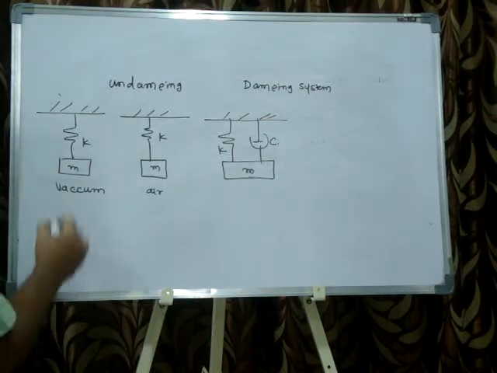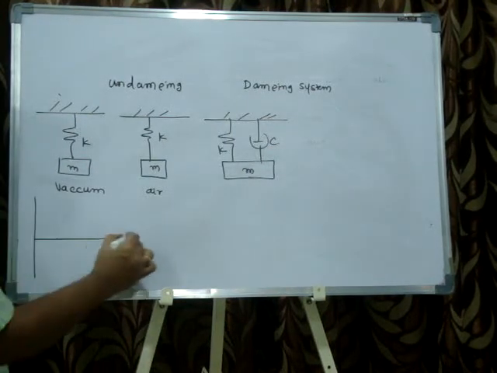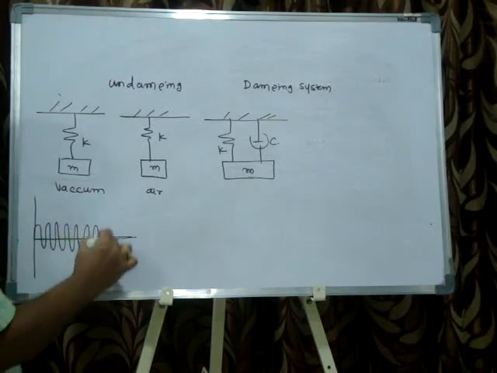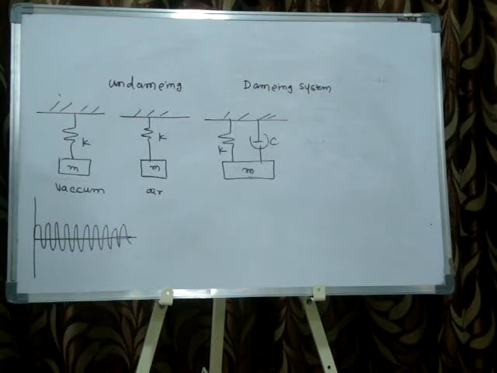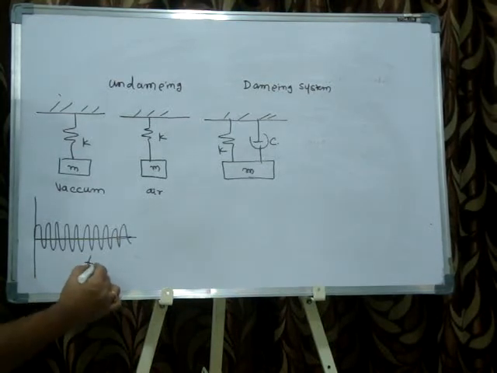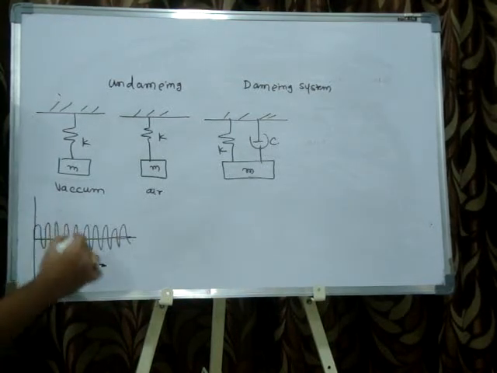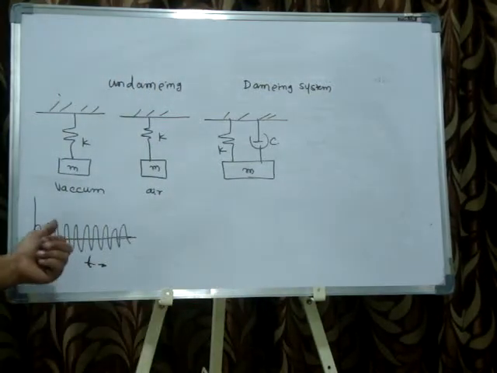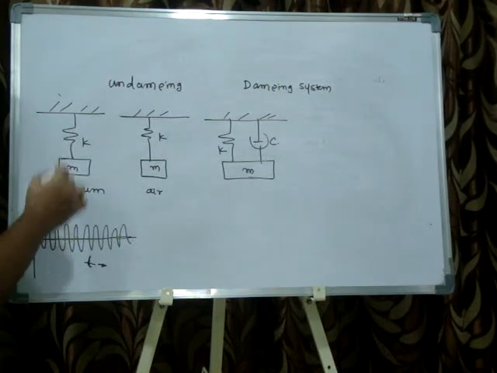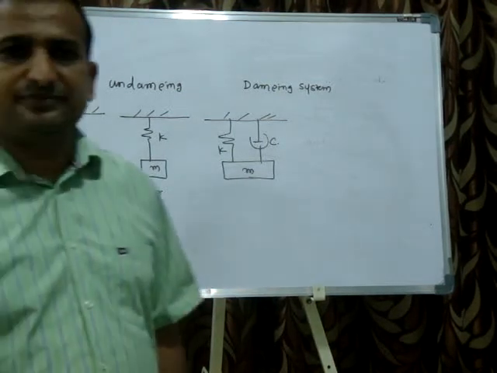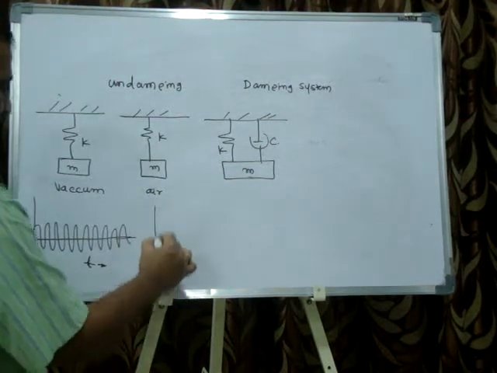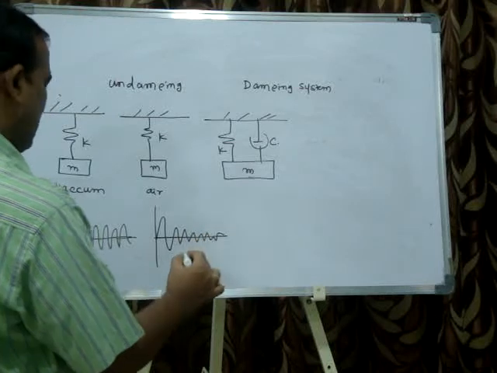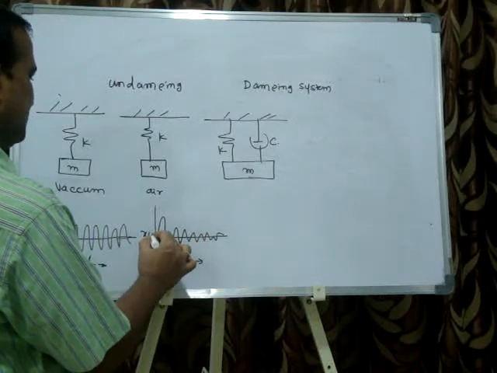Suppose I disturb the system in the vacuum, what happens? No air, no opposition, no resistance. It oscillates with a constant, sustained frequency, for 1 day, 2 days, 3 days. Afterwards, because of internal molecular frictional force, it will come to rest. But if you take it in air, it starts oscillating and will come to rest after so many oscillations.